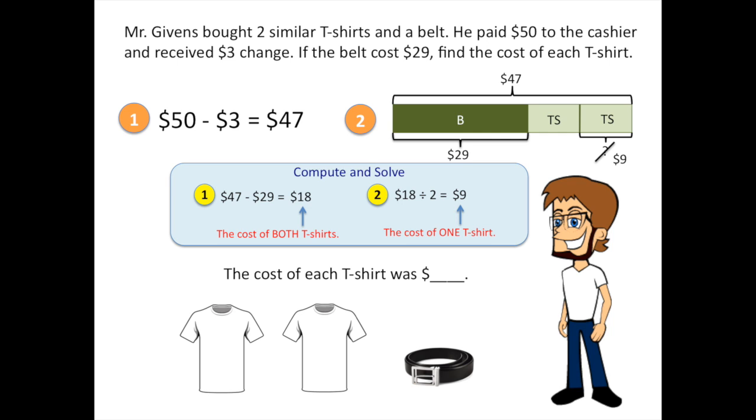And then I have to put that answer in my sentence. And I'm going to reread it and check to see if that seems reasonable. The cost of each t-shirt was $9. And I could check it by adding together all my parts in that bar and it should add up to 47. So if I add 29 plus 9 plus 9, it should equal 47 if it's the correct answer. And it is. It's a reasonable answer, and that's correct.